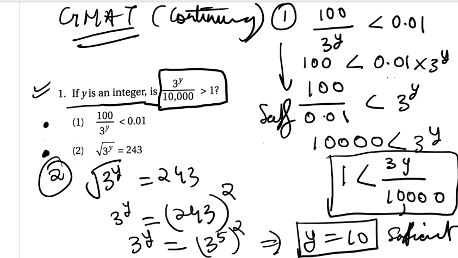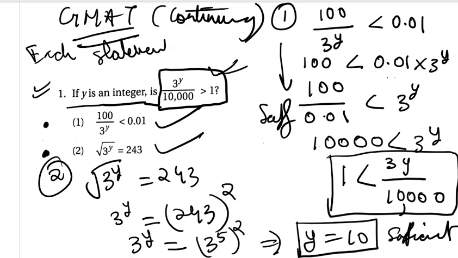Alright. So 1 is also sufficient and 2 is also sufficient. So your answer would be what? Each statement alone can prove this condition. Each statement alone is sufficient. Alright, this is what you have to write finally.